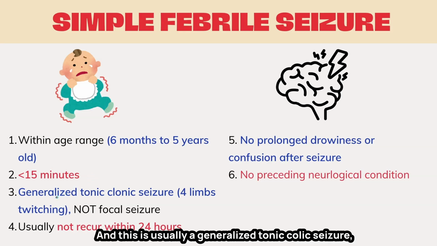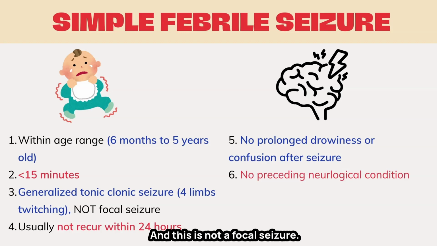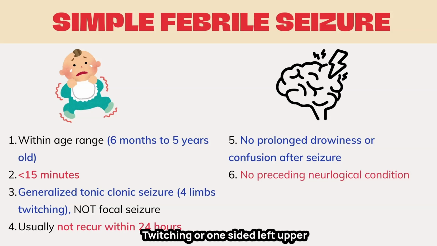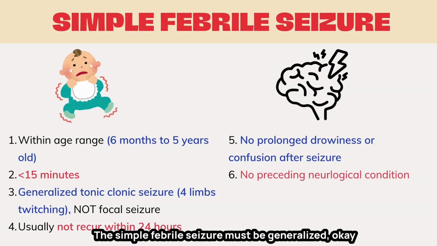And this is usually a generalized tonic-clonic seizure, which means both your upper limbs, both your lower limbs are having increase in tone and in twitching. And this is not a focal seizure. So let's say if you have a child with only one hand twitching, or one-sided left upper limb plus left lower limb seizure, those are not simple febrile seizure. The simple febrile seizure must be generalized, okay, 4 limbs.